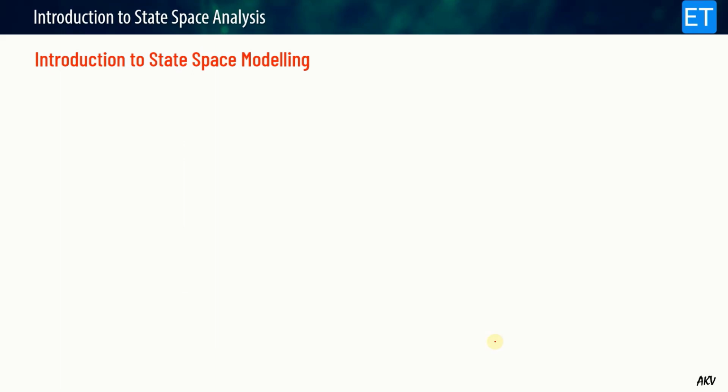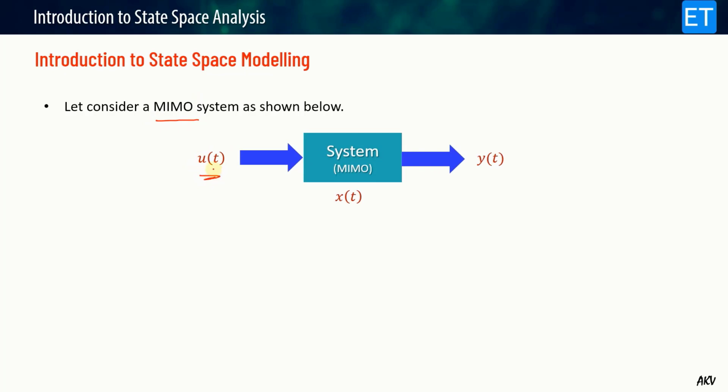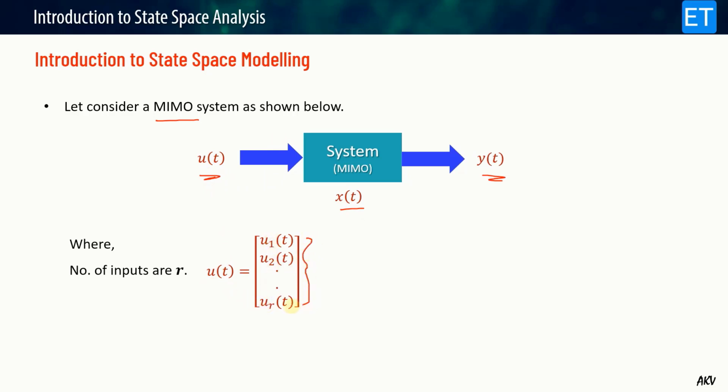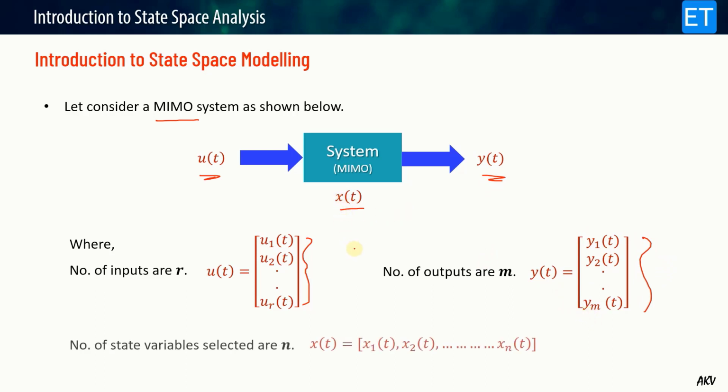Now let's see how a system is represented in state space. So let's consider the following MIMO system as shown below. U(t) is the input for this system and Y(t) is the corresponding output. X(t) are the chosen state variables. Later I will talk about what these state variables are. Since this is a MIMO system, U(t) is not a single input. Let me consider there are r total inputs from u1 to ur. And similarly, the outputs are total m outputs from y1 to ym. And the chosen state variables are n state variables from x1 to xn.